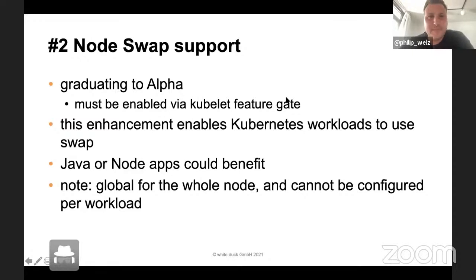Okay, second feature, node swap support. Maybe for people who use cloud Kubernetes it's not that important, but for on-premise Kubernetes clusters, especially with kubeadm, when you set up the cluster you don't have to disable the swap anymore. It's an alpha feature you have to enable on the kubelet. Applications like Java or Node or memory-intensive containers could benefit from this feature. But the main benefit is that when you create a cluster, you don't have to disable swap anymore.